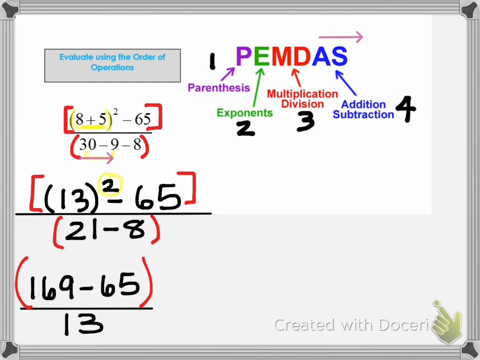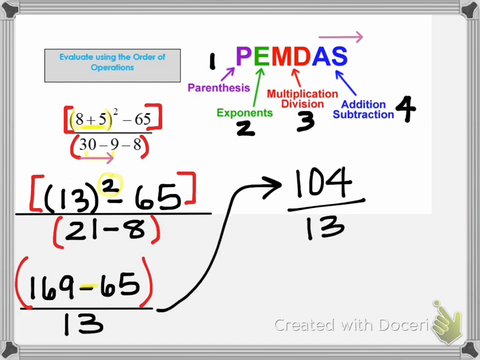So I still have one more step to go before I can fully have my numerator simplified. My denominator is done at 13, but in the numerator, I have to subtract 169 minus 65, which leaves me with 104. So now I'm at 104 over 13. So now I'm ready to take care of that fraction bar. 104 divided by 13 is 8. So my final answer for this problem is 8.